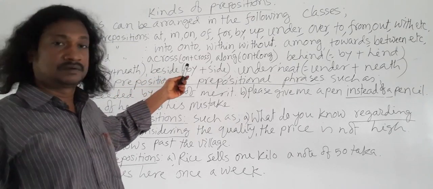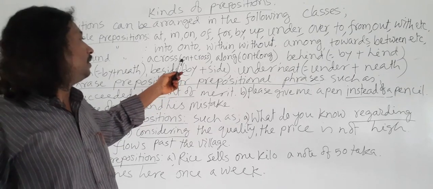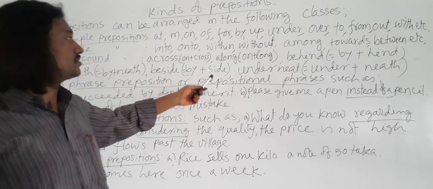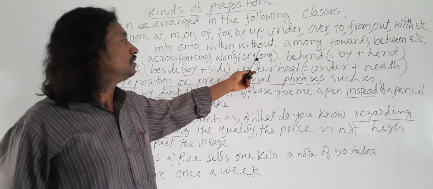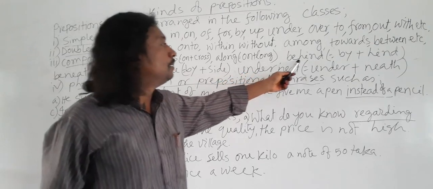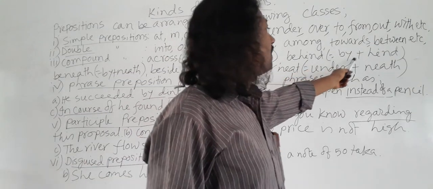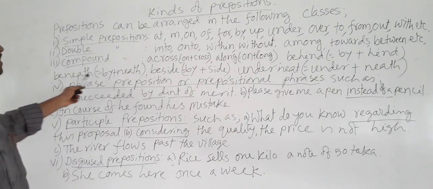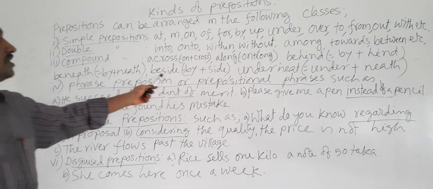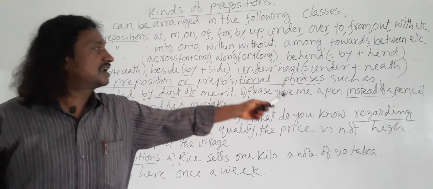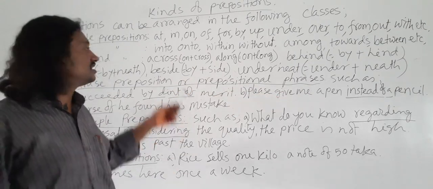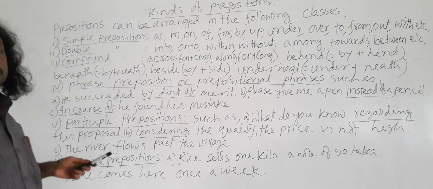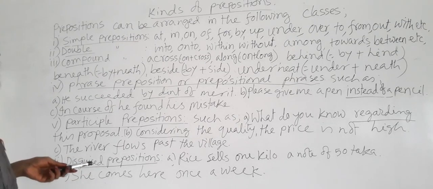Number 3, compound preposition. Across, on plus cross, across. Along, on plus long, along. Behind, by plus hind, behind. Beneath, by plus neath. Beside, by plus side. Underneath, under plus neath. So these are the examples of compound prepositions.